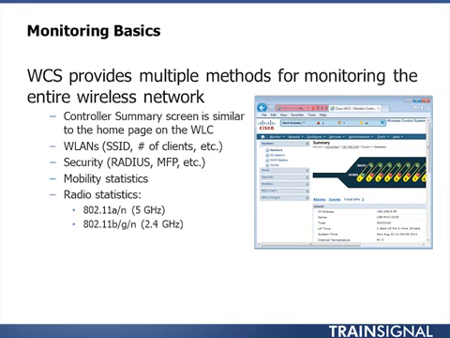The security tab allows me to see if an external RADIUS server is being used, and if the 802.11 feature, management frame protection, has been turned on. It gives me mobility statistics about clients that are roaming between access points and controllers. It also gives me different radio statistics, both in the 2.4 and the 5 GHz band.